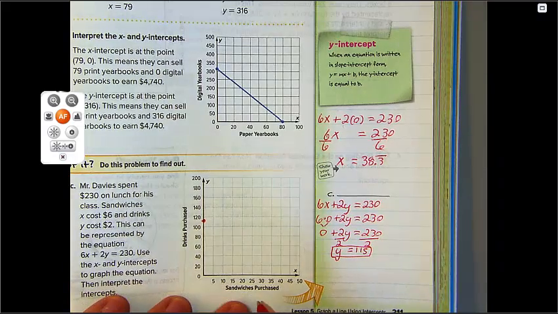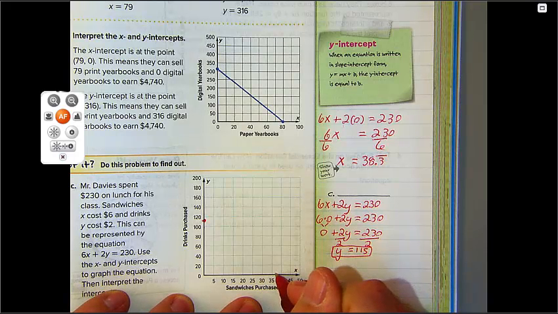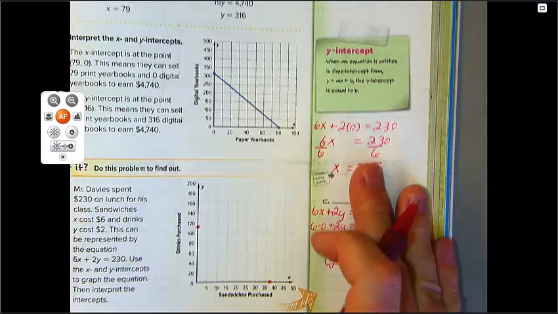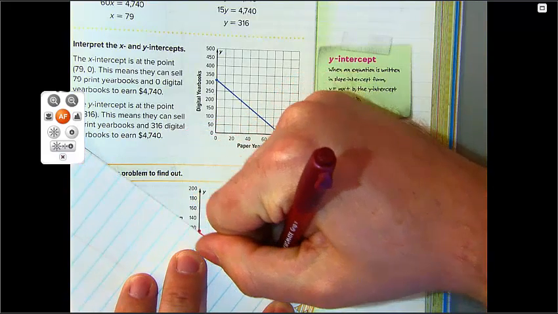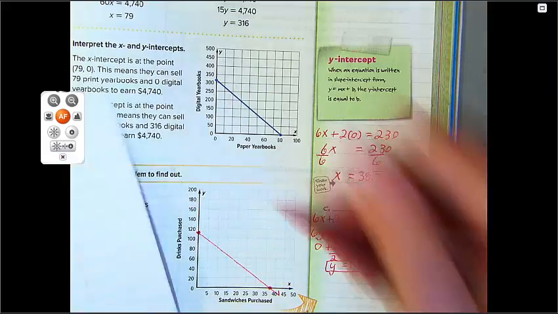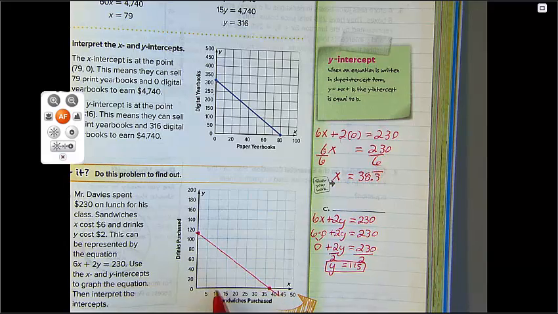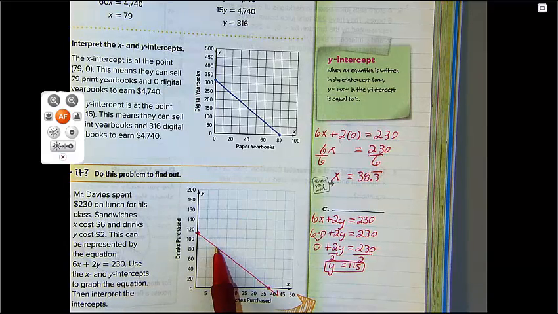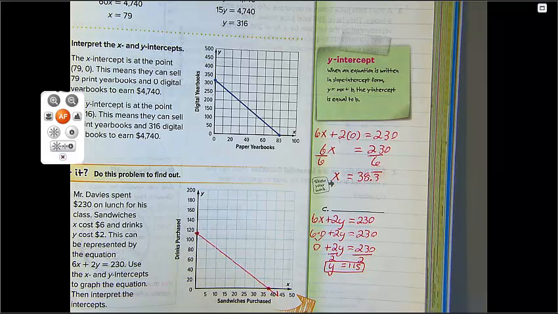So if I look here, 30, 35, 40, right down here, 38 is right about there. So then I'll get a straight edge, connect your dots, and there you go. All right, which means he could buy like 10 sandwiches. Remember, your x is your sandwiches, so he could do 10 sandwiches and then 80 drinks. Or he could do 25 sandwiches and maybe like 38 drinks. So anything along this line will meet those requirements, okay? So this is the rate of change.